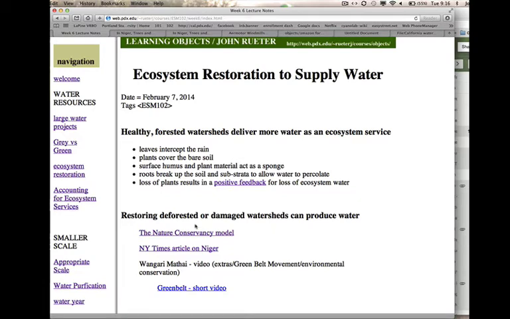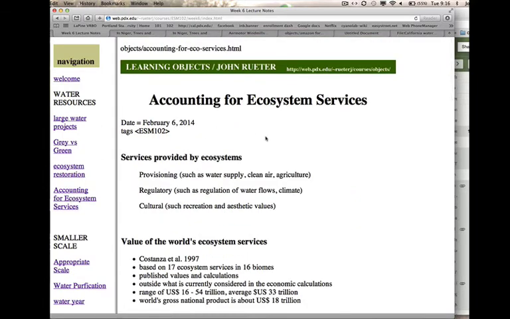Let's look at the final thing: how would we account for all of these different services? We said, well, here we get water out of the ecosystem, but we also get a lot more benefits from a forested ecosystem. And in order to do that, we need to account for ecosystem services. So the main services we get from an ecosystem are the provisioning, such as water, that's what I mentioned before, also clean air and soil and plants for agriculture. The ecosystems provide regulatory functions, such as they regulate water flow over the year, they regulate climate, temperature, and rainfall, as we saw. And then there's also cultural and sort of recreation and aesthetic values.